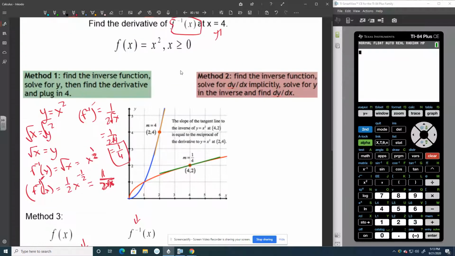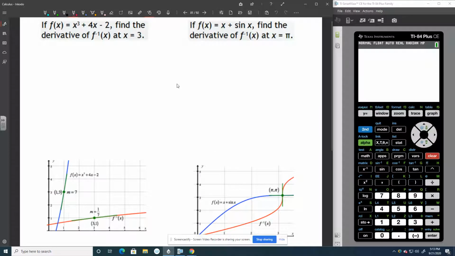All right, so let's try a few of these, because that was just a lot of rambling, and let's look at it from start to finish in just one method. I'm going to use that method 3. I like that method a little bit better. x cubed plus 4x minus 2, and it wants us to find the derivative of the inverse at x equals 3. So I've got my original function and I've got my inverse function.